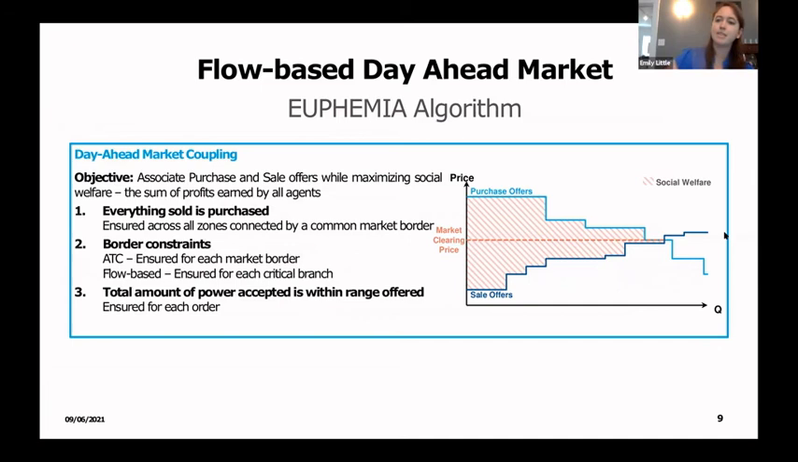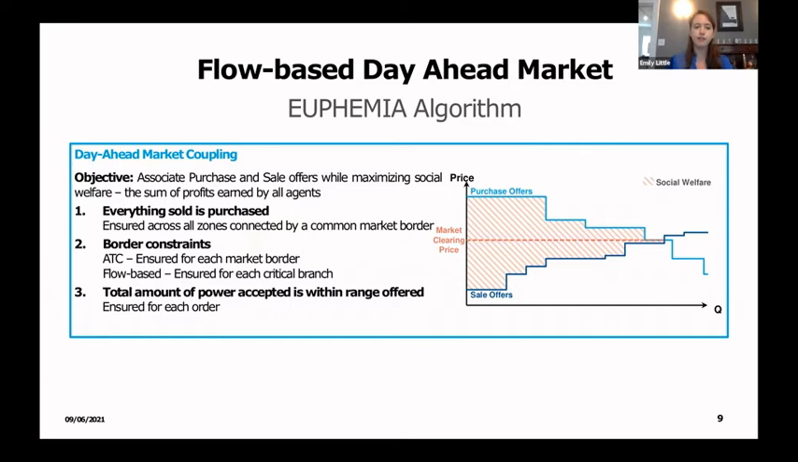So just to give a bit of background on the day ahead market, currently in Europe, we have this zonal market. We have the price coupling of regions, where the different countries in Europe are combined into one algorithm. All of the purchase and sale offers for the majority of European countries are submitted to one algorithm, the Euphemia algorithm, which associates purchase and sale offers while maximizing the social welfare, or the sum of the profits earned by all of the agents.